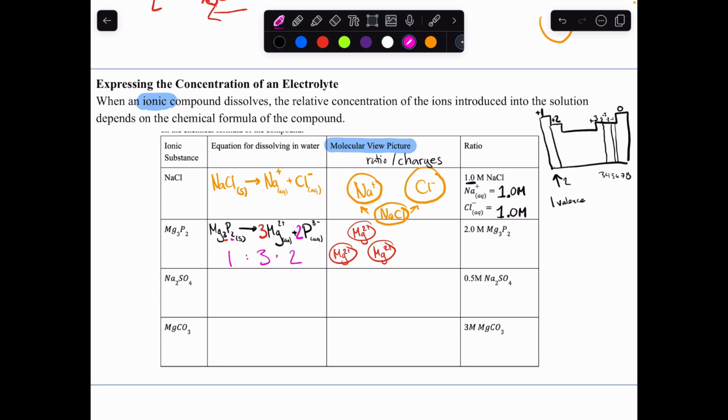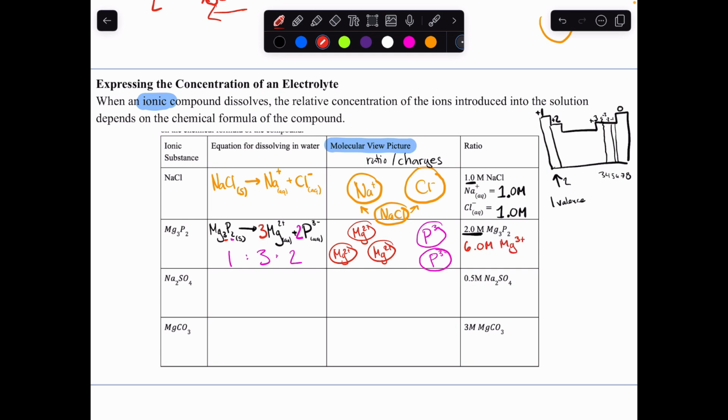Okay, and then we'd have our P with the 3- charge. Okay, so then in our ratio box here at the very end, we want to list what is the concentration. So if the initial concentration was 2, notice that for every 1 of these, it's going to make 3 of those. So for every 2, that means we would have 6 molar for Mg ions.